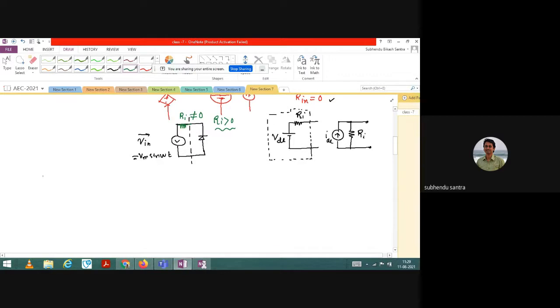So let us modify the circuit. I am having a sinusoidal source, and I now have an internal resistance Ri here, and let us say the same circuit.